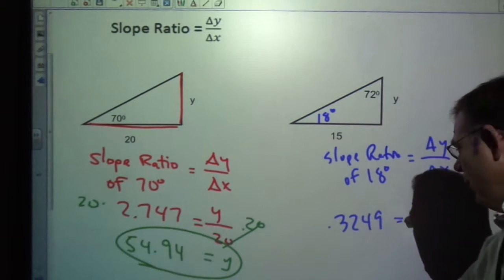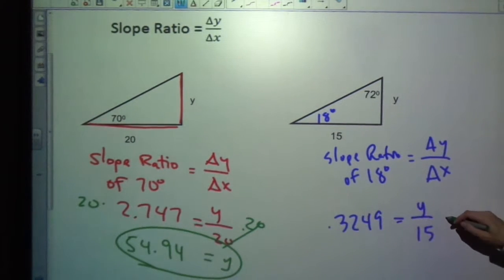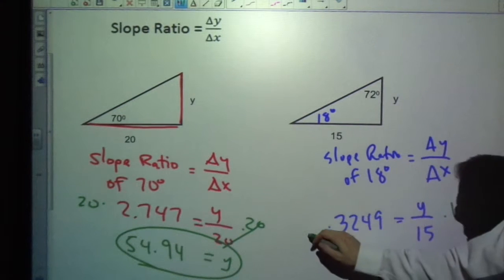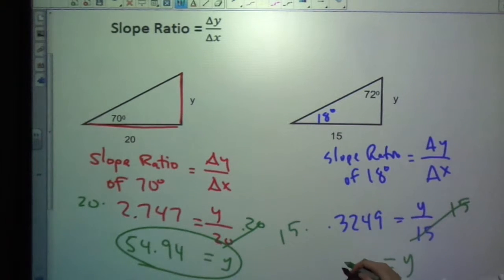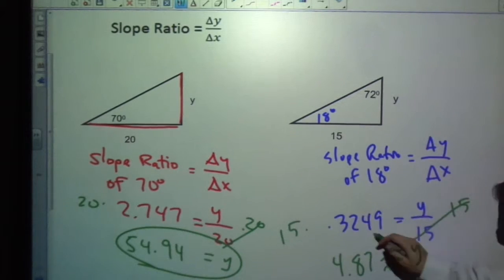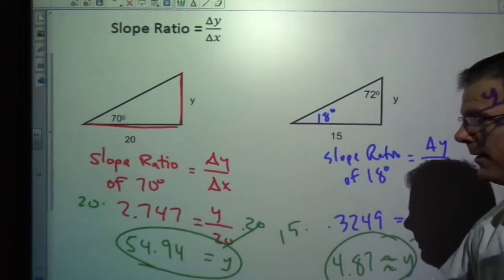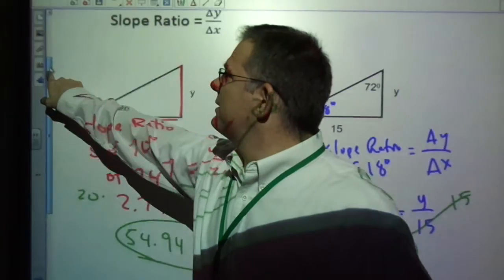0.3249. Y is being divided by 15, so if I just multiply on both sides by 15, this cancels and gives me y equals 4.87. And we'll make this approximately because it's not exact. So this is what to do when you have a missing side.